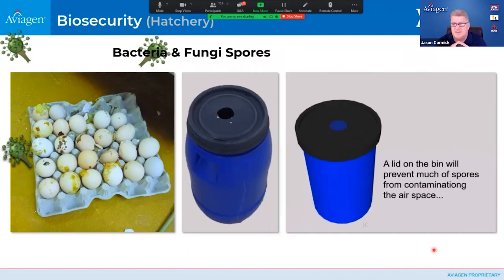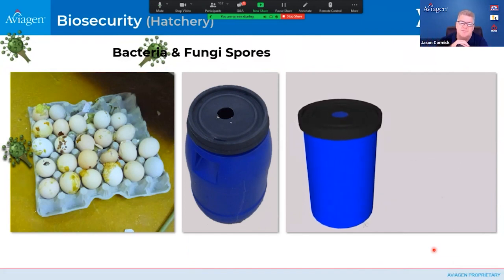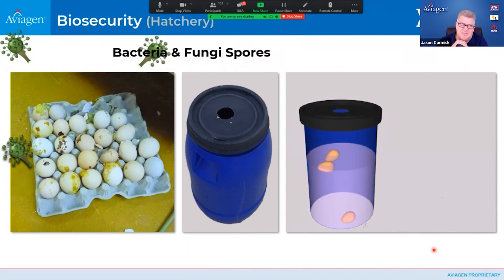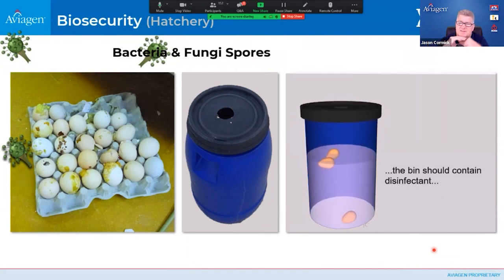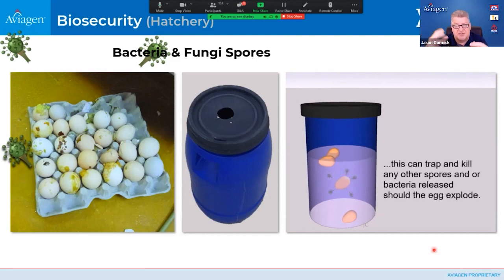And another, actually, a customer of ours was, so this is actually an old potassium permanganate drum, which they're repurposing. Put a hole in the top of it, half fill it with disinfectant. So when you drop the banger or the rot through, if it breaks, it's then caught by the disinfectant. So it's not going to go on to contaminate the rest of your hatchery.